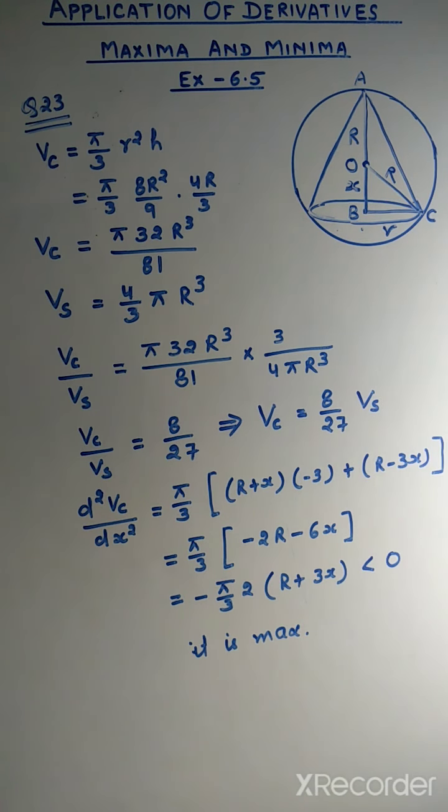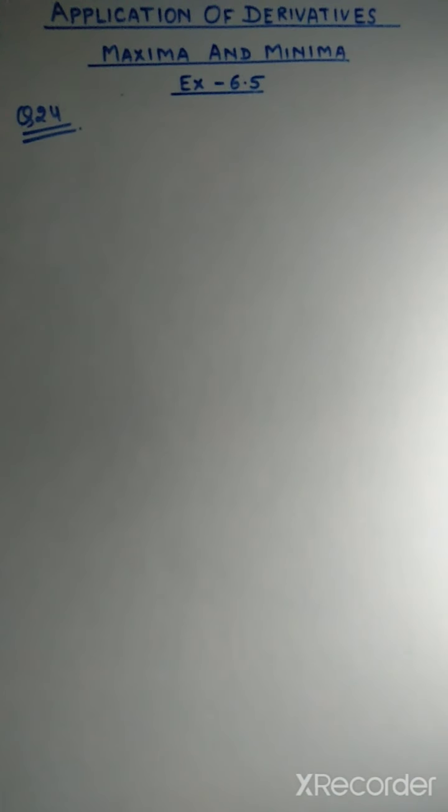Question number 24. Show that the right circular cone of least curved surface, which means the curved surface of the cone is minimum, and given volume has an altitude equal to root 2 times the radius of the base. So we have to prove that the height of the cone, that is the altitude, equals root 2 r. Now the volume is given.